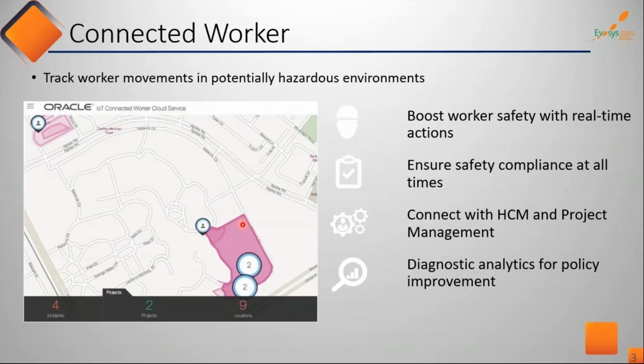Connected Worker Cloud will help you track worker movements in potentially hazardous environments. Let's say you have a construction site and your workers are working in a scenario where they have to face a lot of heat, or a hazardous environment where there is a fire incident possibility. You can track in real time and ensure the safety compliance that you were supposed to do. Worker safety in real-time actions: you can notify workers in real time that they should leave a particular zone because there is a hazardous event happening nearby.